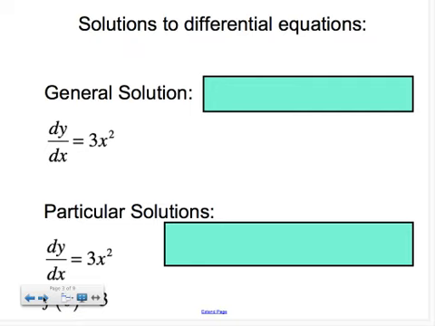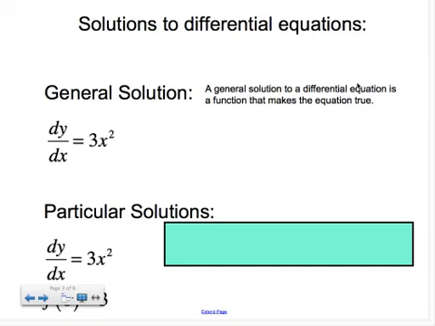Okay, there are two types of solutions. There's a general solution. A general solution is a function that makes the equation true. And because we know that when you take an integral of a function, you have to have a plus c, or in other words, there are an infinite number of functions that have a given derivative, a general solution will have a plus c involved.